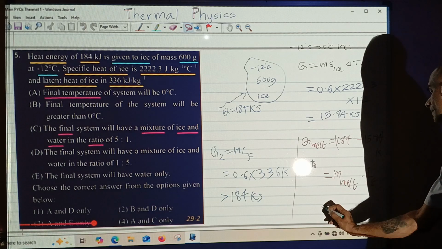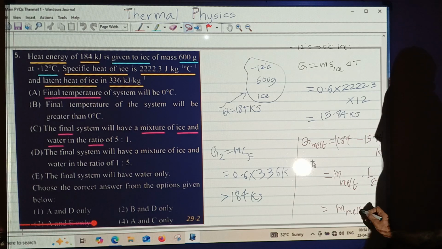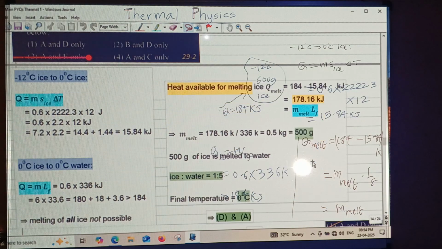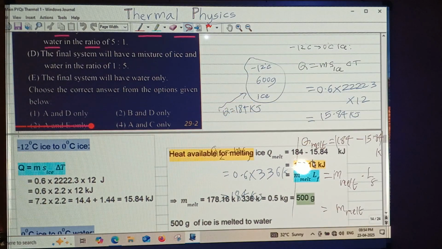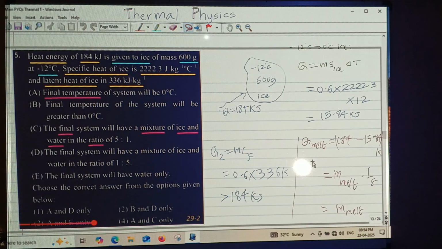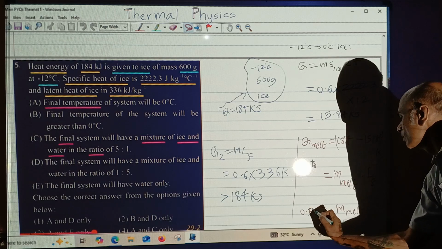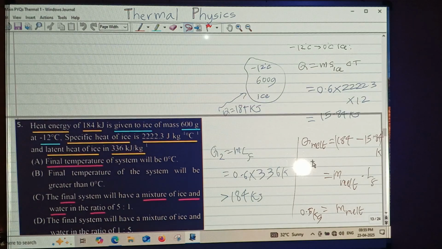So from this I get the mass of the ice melted. So this value is known. So if you do the calculation, we get 0.5 kg. So these are simple numerical calculations you should be able to do. So this will come out to be 0.5 kg. So 500 grams of ice is melted to water and remaining.